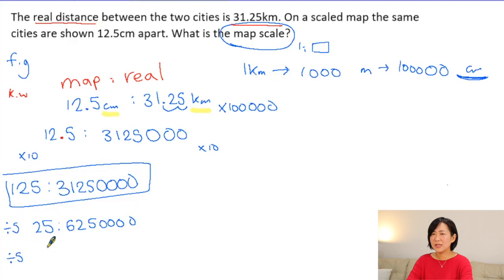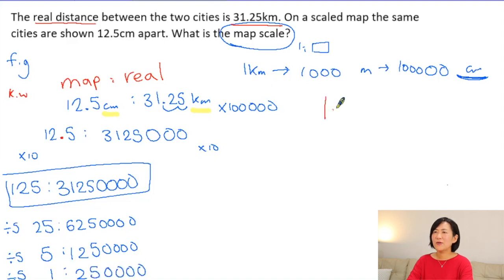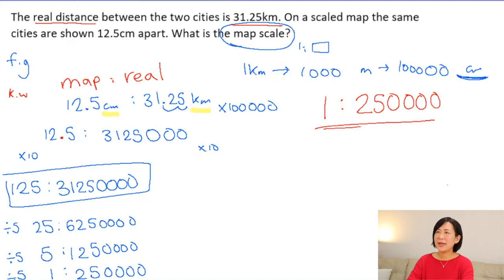Divide 5 again, then we've got a 5 to 1,250,000. Let's divide by 5 again, then finally we can get 1 to 250,000. So our answer is 1 to 250,000. That is the scale of the map.